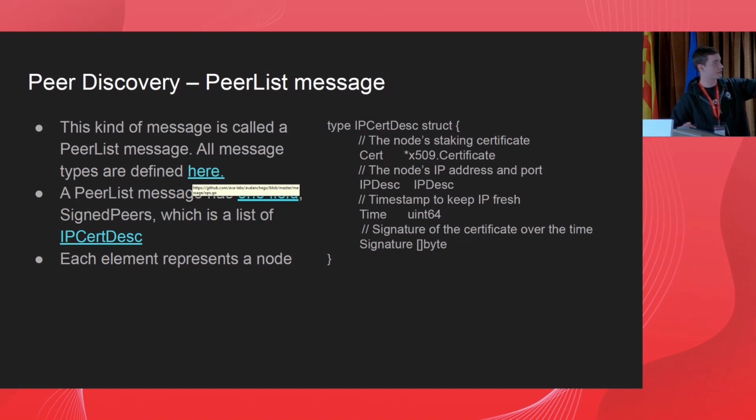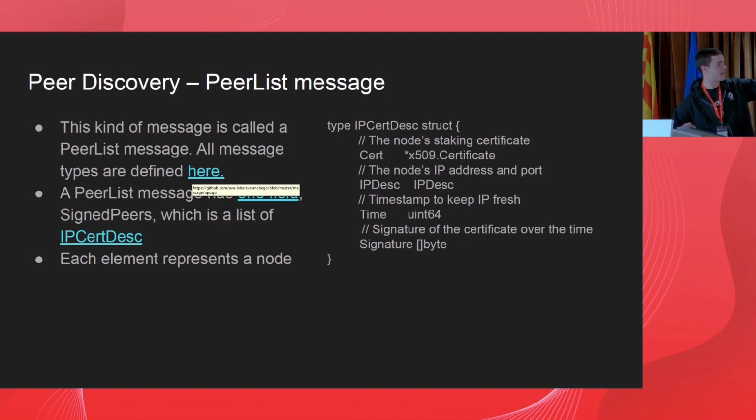So the second field here is the IP address and port that you can reach the node at, right? If I'm sharing this peer list information with you, it's not super useful for you unless I tell you where to find them, right? I can't just say, here's their ID, good luck. You need to actually know what address to dial to.